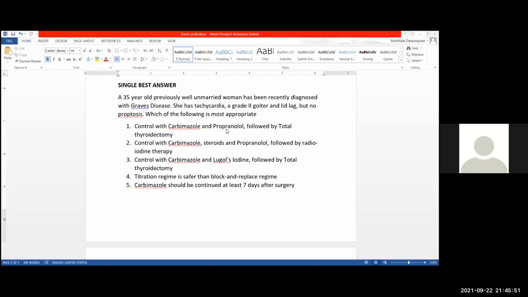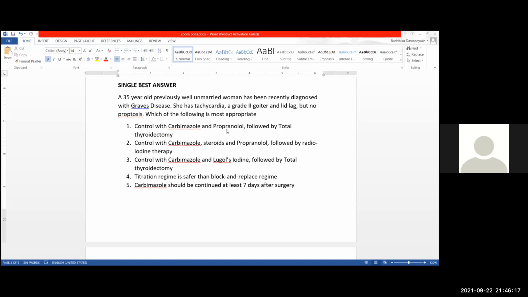So that's wrong. Control with carbimazole, steroids and propranolol, followed by radioiodine therapy? No. Like we said, steroids are only given if the eye signs are very bad. She only has a lid lag. She doesn't have anything else. So you don't need steroids at all, right? And you don't need radioiodine therapy either here, as we discussed earlier.